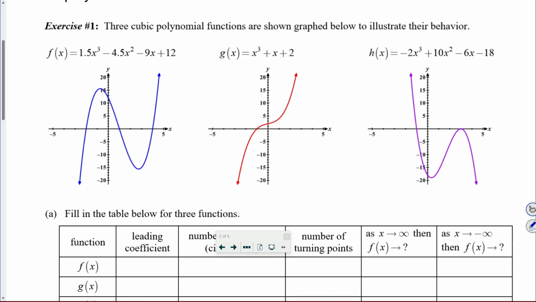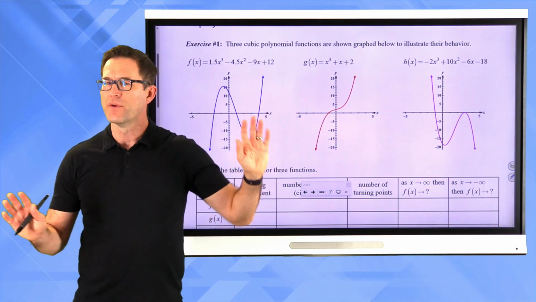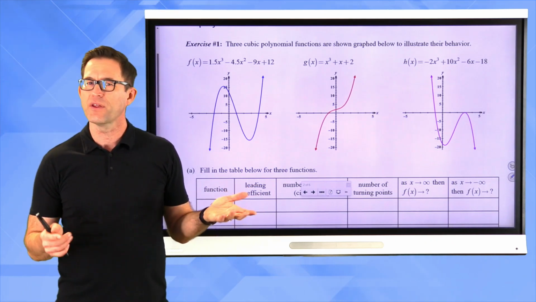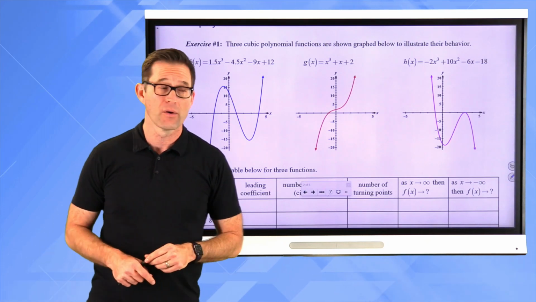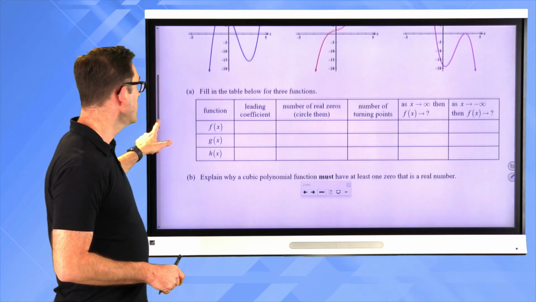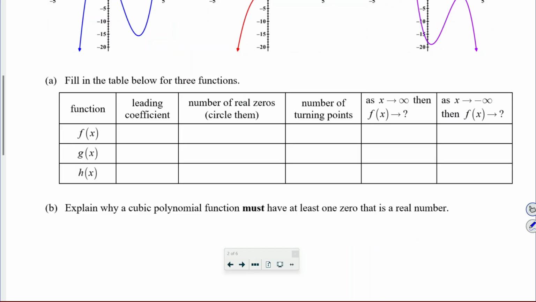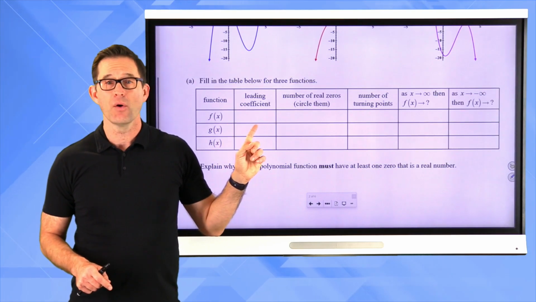3 cubic polynomial functions are shown graphed below to illustrate their behavior. I'm not going to read off the formulas. There are just 3 of them, right? We've got their behaviors, and they're kind of cool. They're definitely more complicated than a quadratic, certainly more complicated than a linear. Now, in letter A, we're going to fill the table in below for the 3 functions. For each function, I want you to give me the value of its leading coefficient.